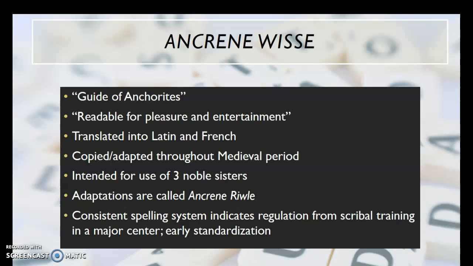It was one of the few Middle English texts to be translated into Latin and French and not vice versa, and its adaptations are referred to as the Ancrene Rule. The text is noted for consistent spelling compared to contemporary texts of the time. Such consistency involving several texts implies regulation, and regulation is likely only through scribal training in a major center. Thus, in the Ancrene Wisse, we encounter an early and very local example of language standardization.